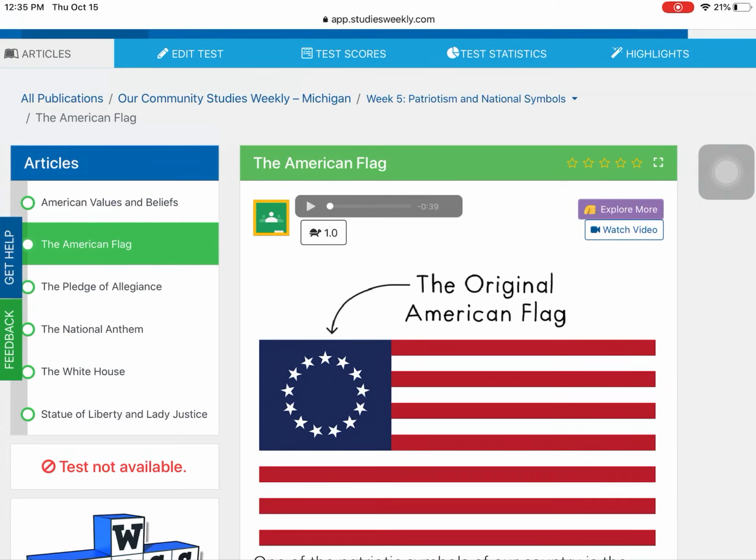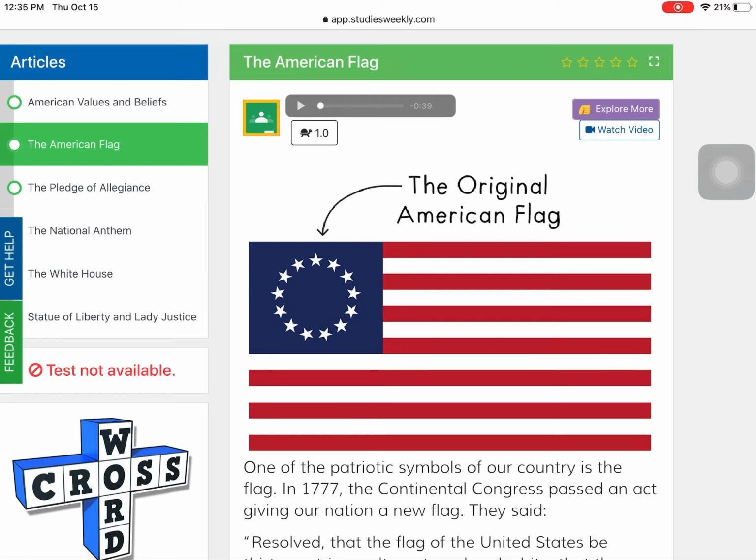So today we're going to be talking about two different symbols in America. One is the American flag and the other one is the Pledge of Allegiance. So let's go ahead and look at the American flag first. Does this look like the flag that we normally look at and we normally have in our classrooms or maybe outside of our homes?